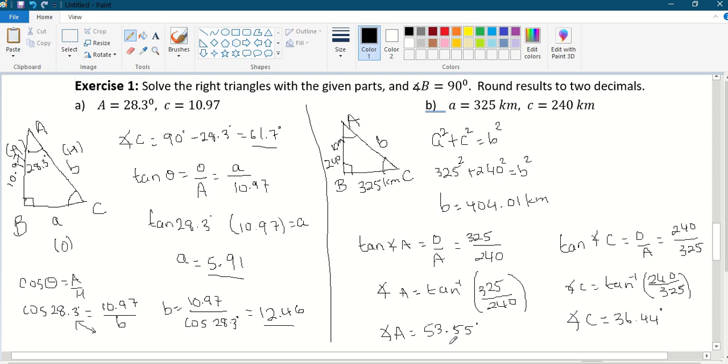Now if you were to add them, you will see that it will be 89.99. It is off by 0.01. The reason being, when we do this one, we get 53.5555. So instead of 53.55 here, I should use 53.56 here. So now when we add them, we will get what we want.